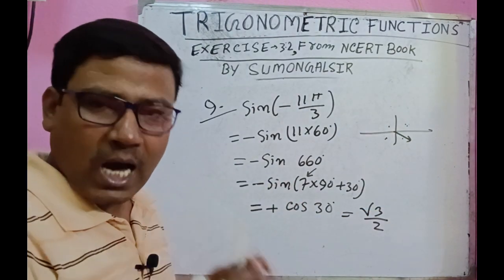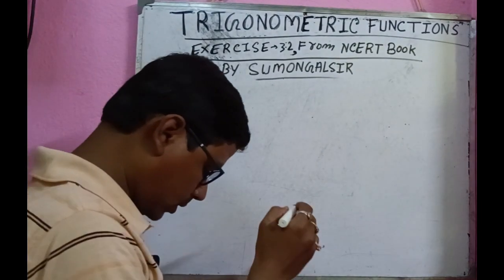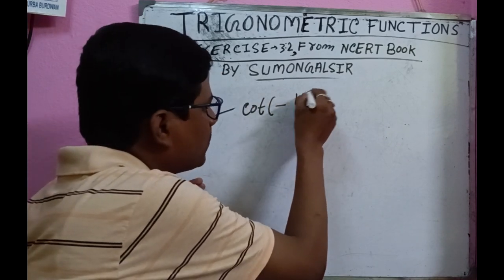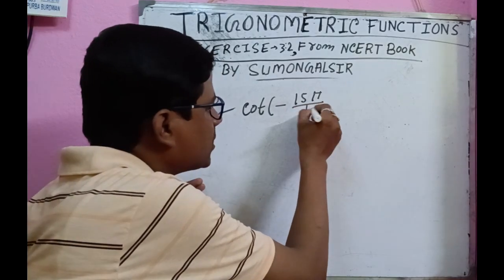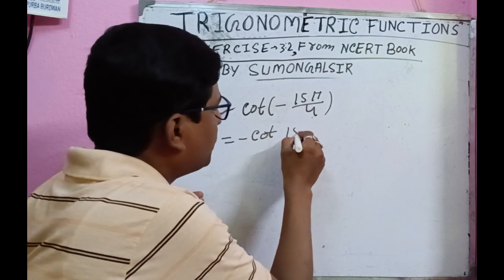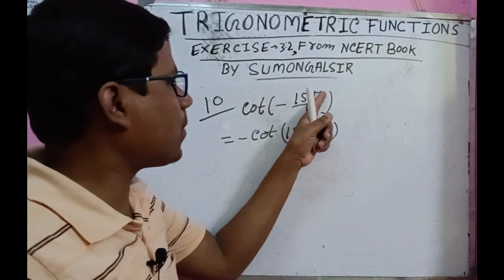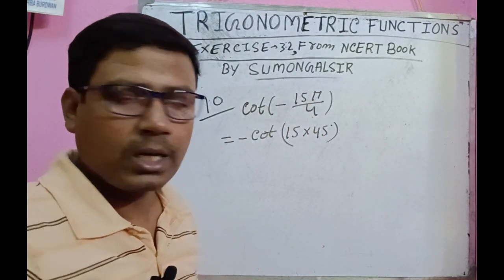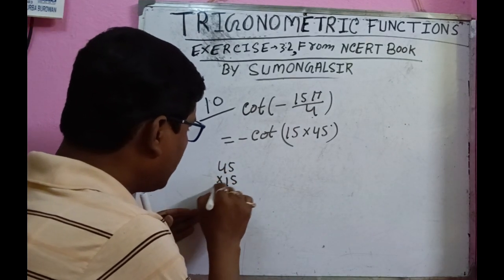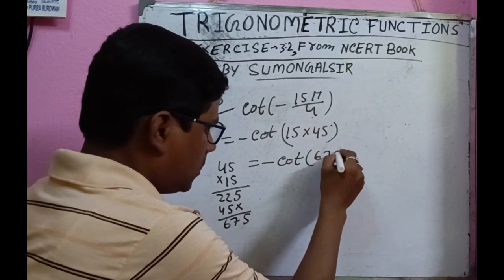Now we move to the last and final discussion of the day. Question number 10 is cot of minus 15 pi by 4. So this will be minus cot of 15 multiplied with 45 degree. Why 45? Because pi by 4 is equal to 45. Okay, now multiplying, we get 45 multiplied with 15. Then we get cot of this.